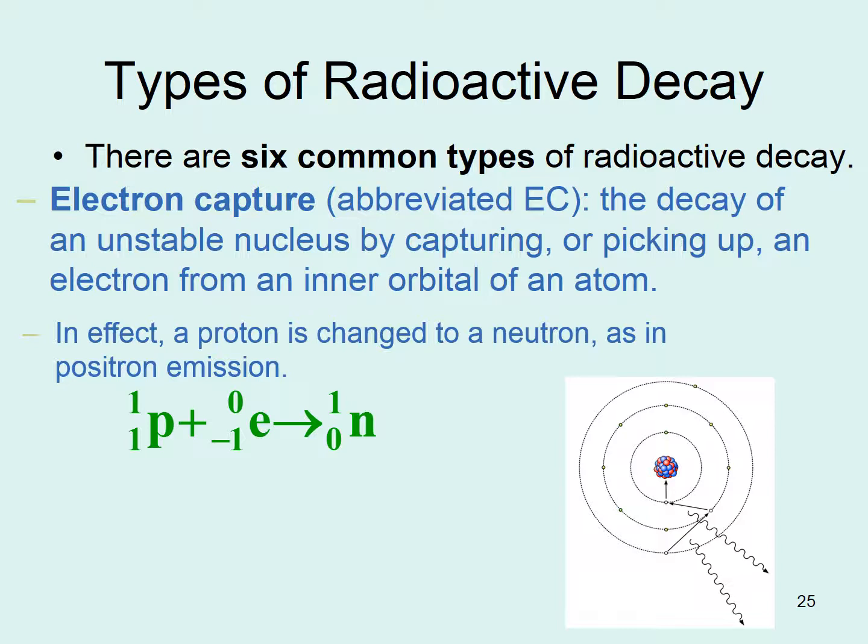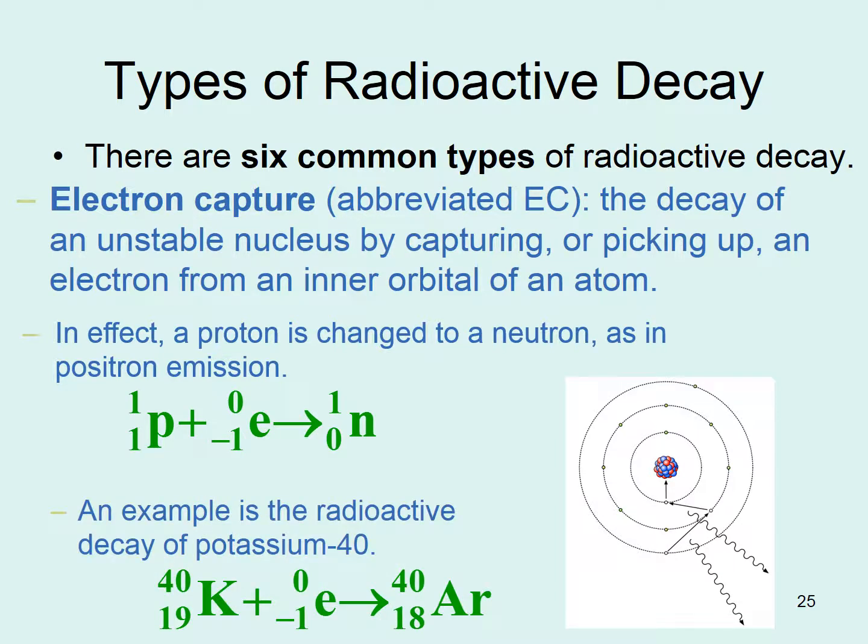Just like a positron particle, it changes a proton to a neutron. It just looks a little different because this time a proton grabs an electron and becomes a neutron. It's balanced a little differently, but the same process happens: a proton turns into a neutron.